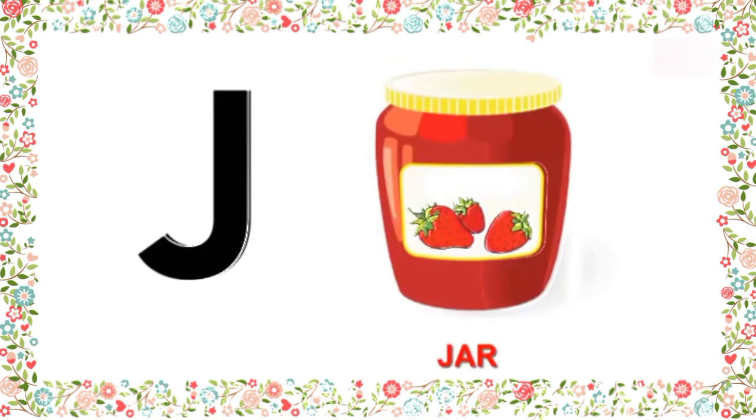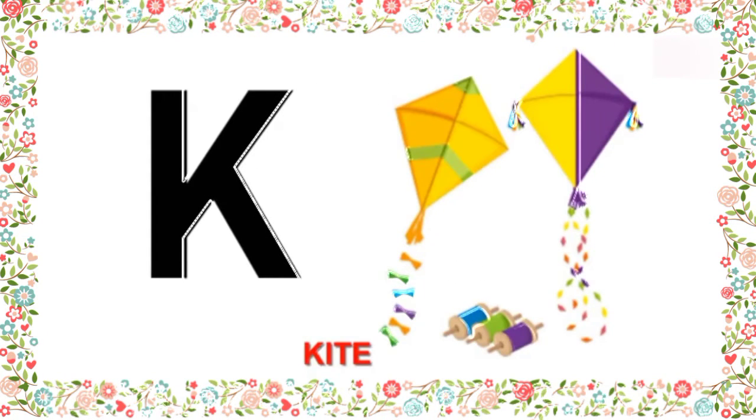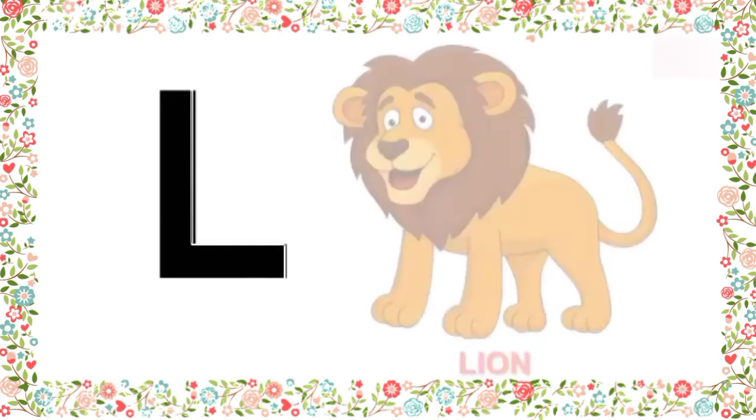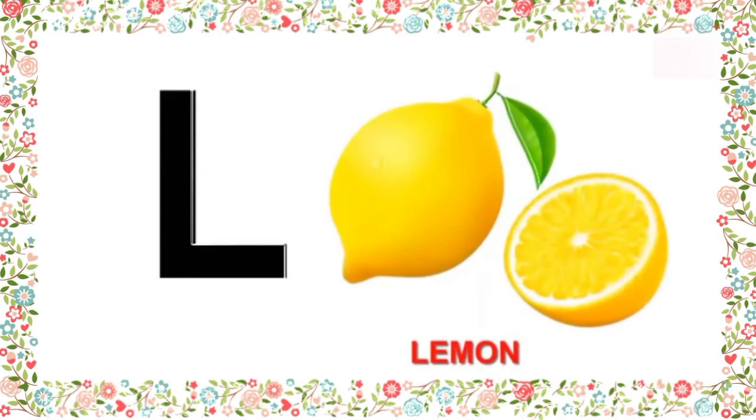J for jar. J for juice. K for kite. K for kid. L for lion. L for lemon.